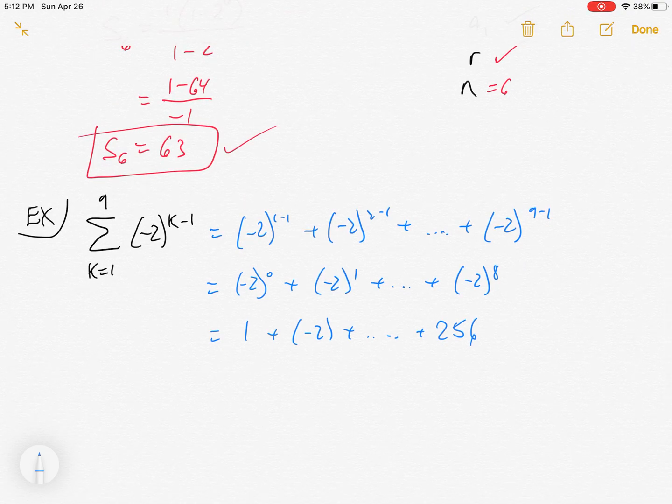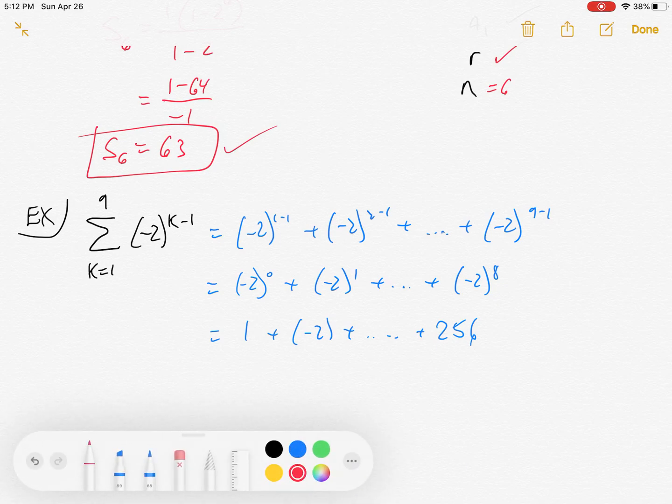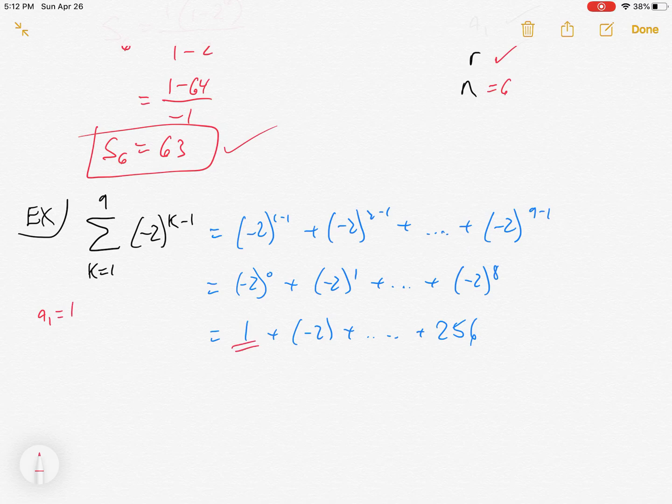So this becomes 1 plus negative 2. Negative 2 to the 8th, is that 256, I think. Not that it really matters, we're not going to need it. Okay, so we have what we need. We know that A1 is 1, right? Got it right there. R, what is R? What times that is that? Negative 2, right? But here's a clue. In the summation problems, your R is always that base, every time.